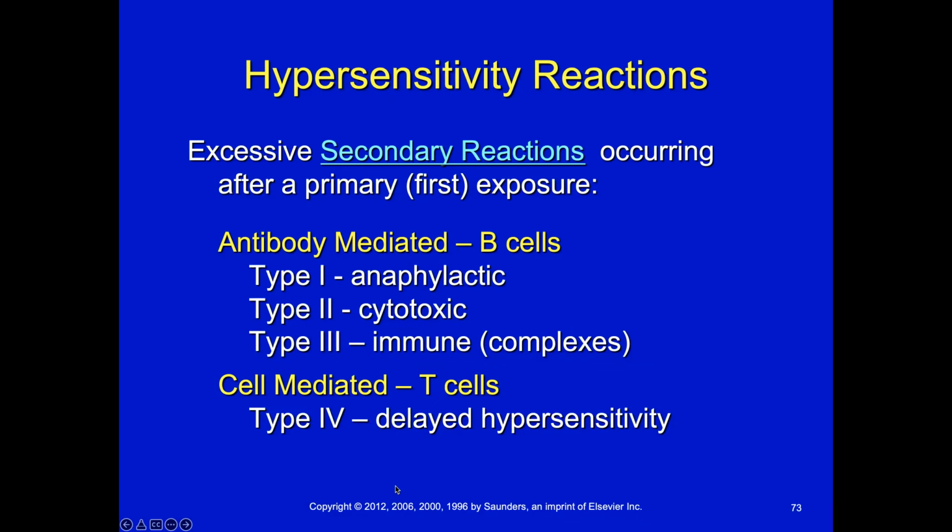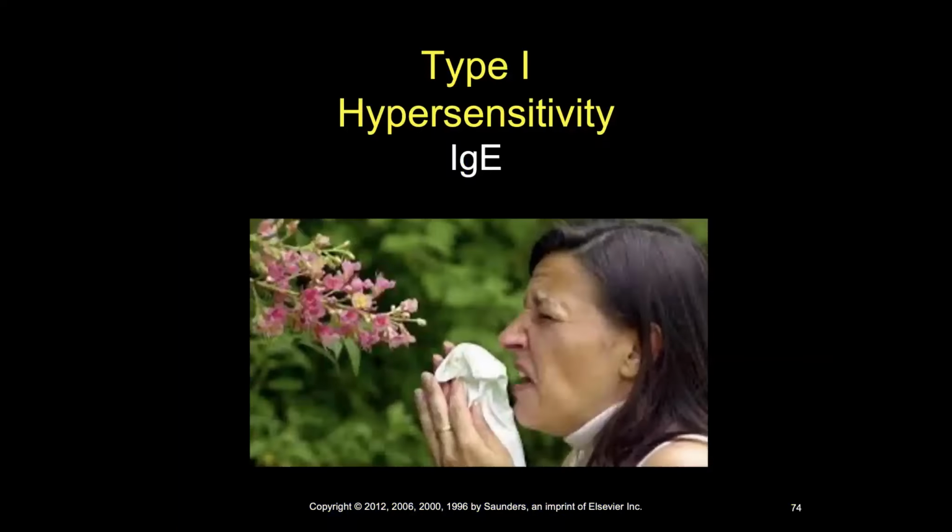So hypersensitivity reactions are excessive secondary reactions. They occur after the primary or first exposure. So we have 4 types. We have 3 that are involved with the B cells and therefore their antibodies. So that's type 1, type 2, type 3. And then we have the 4th that is occurring because of dysfunctional T cells.